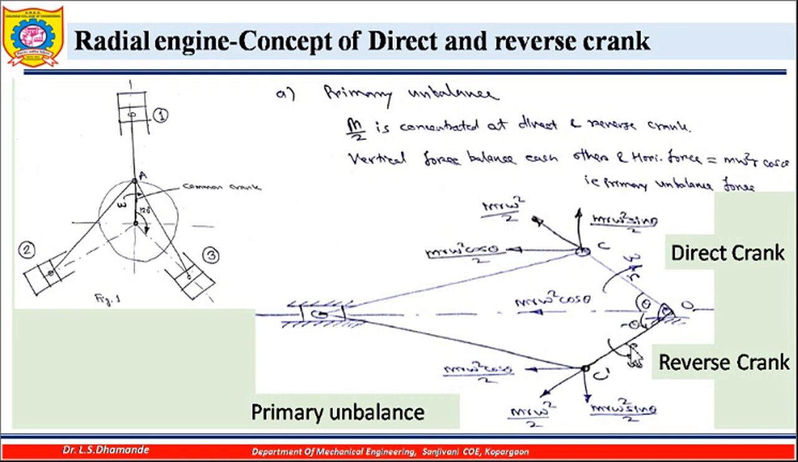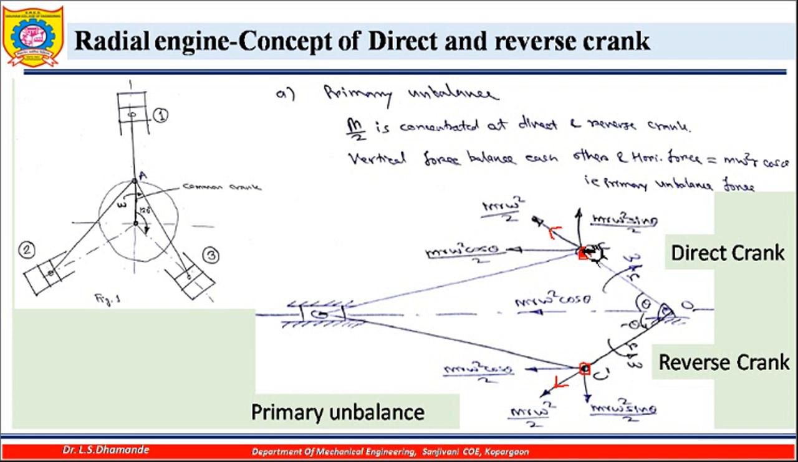This is also rotating with omega, having radius r. We are assuming that half the mass, m by 2, is mounted over here, and the other half mass is mounted on the reverse crank. So m by 2 here and m by 2 here. In this case, whatever force there will be, this is the force m r omega square by 2 due to the mass attached on the direct crank, and this is the force due to the mass attached on the reverse crank.